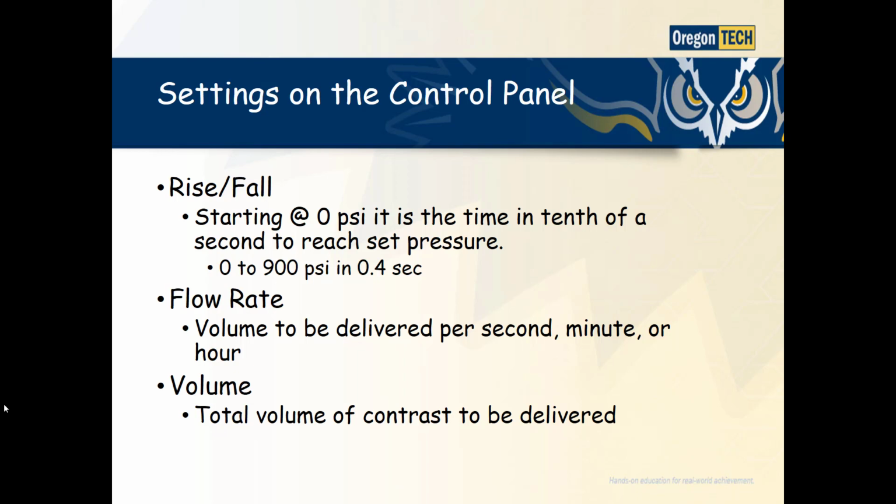If you go over into CT, you might see that it's going to be a volume delivered per second or per minute because it's usually going to be, if not always, going to be a venous injection. The volume is going to be the total volume of contrast to be delivered. So what I could do for a left ventriculogram is I could have a rise fall of 0.2 seconds, a flow rate of 20 cc's per second for a total volume of 40 cc's.